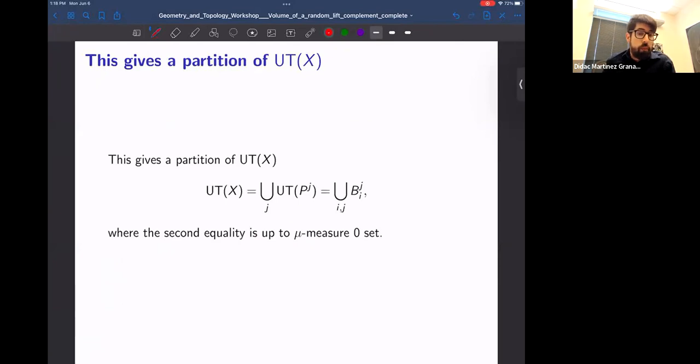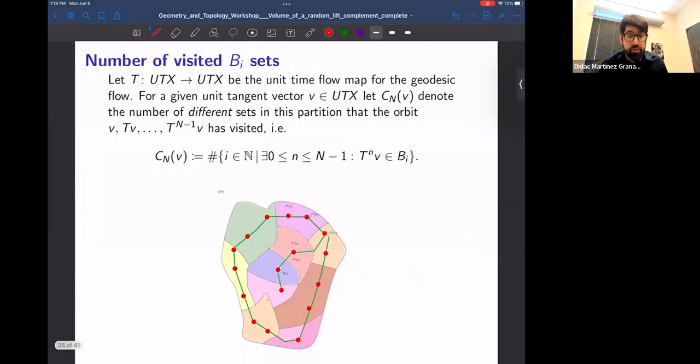And now we can reduce the counting problem of homotopy classes of arcs to a counting problem of, for a given point, how many of these B_i sets does the orbit of this point visit? Okay, so you look at the unit time flow map T for the geodesic flow, and then for every point v in the unit tangent bundle, we look at this number here, C_n(v), which is the number of different sets B_i in this partition that the orbit of v, from v to T^(n-1) v, visits. So every time this orbit visits a new set, you're adding a new homotopy class of arcs to your collection. And this is therefore increasing the corresponding volume, increasing the corresponding lower bound.